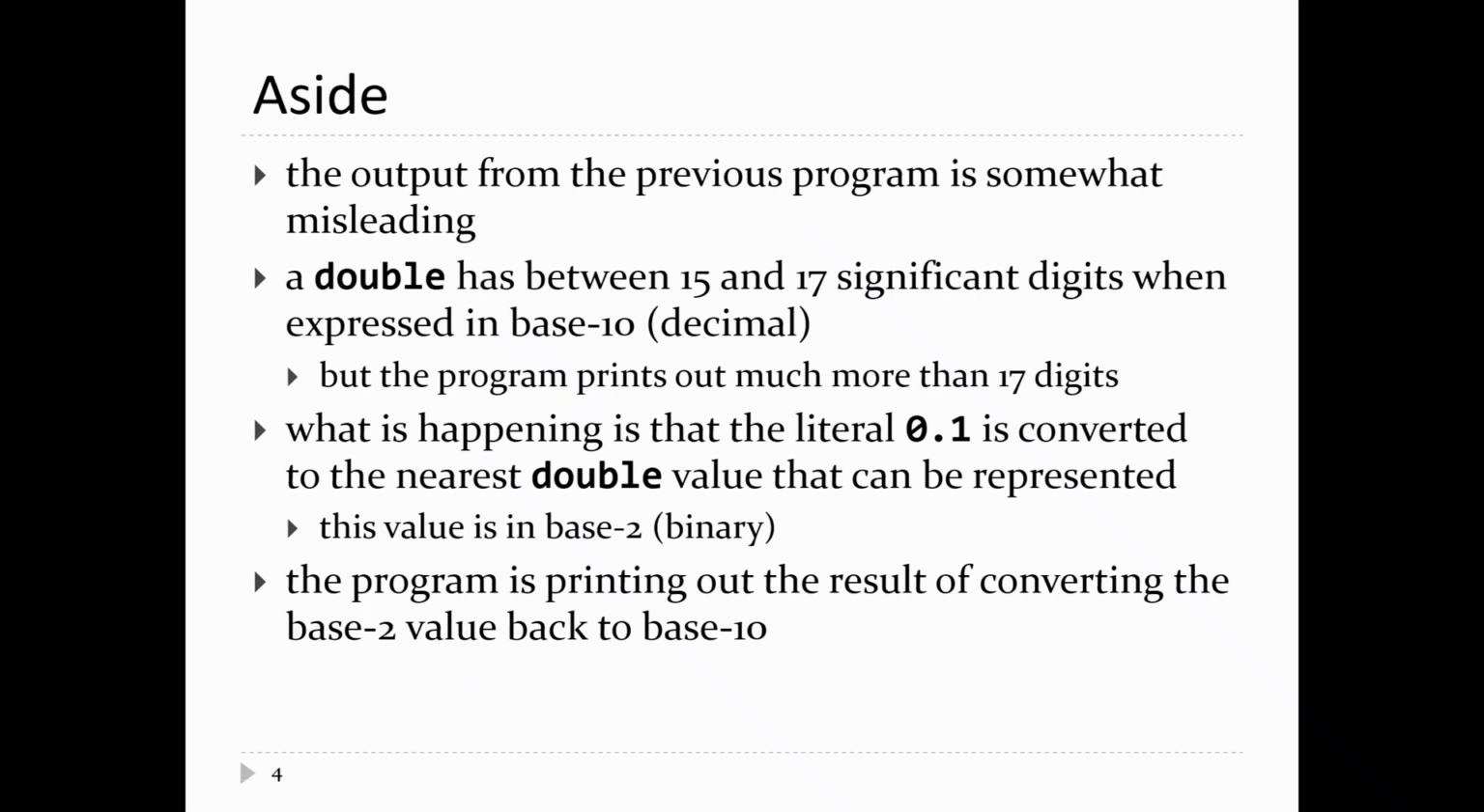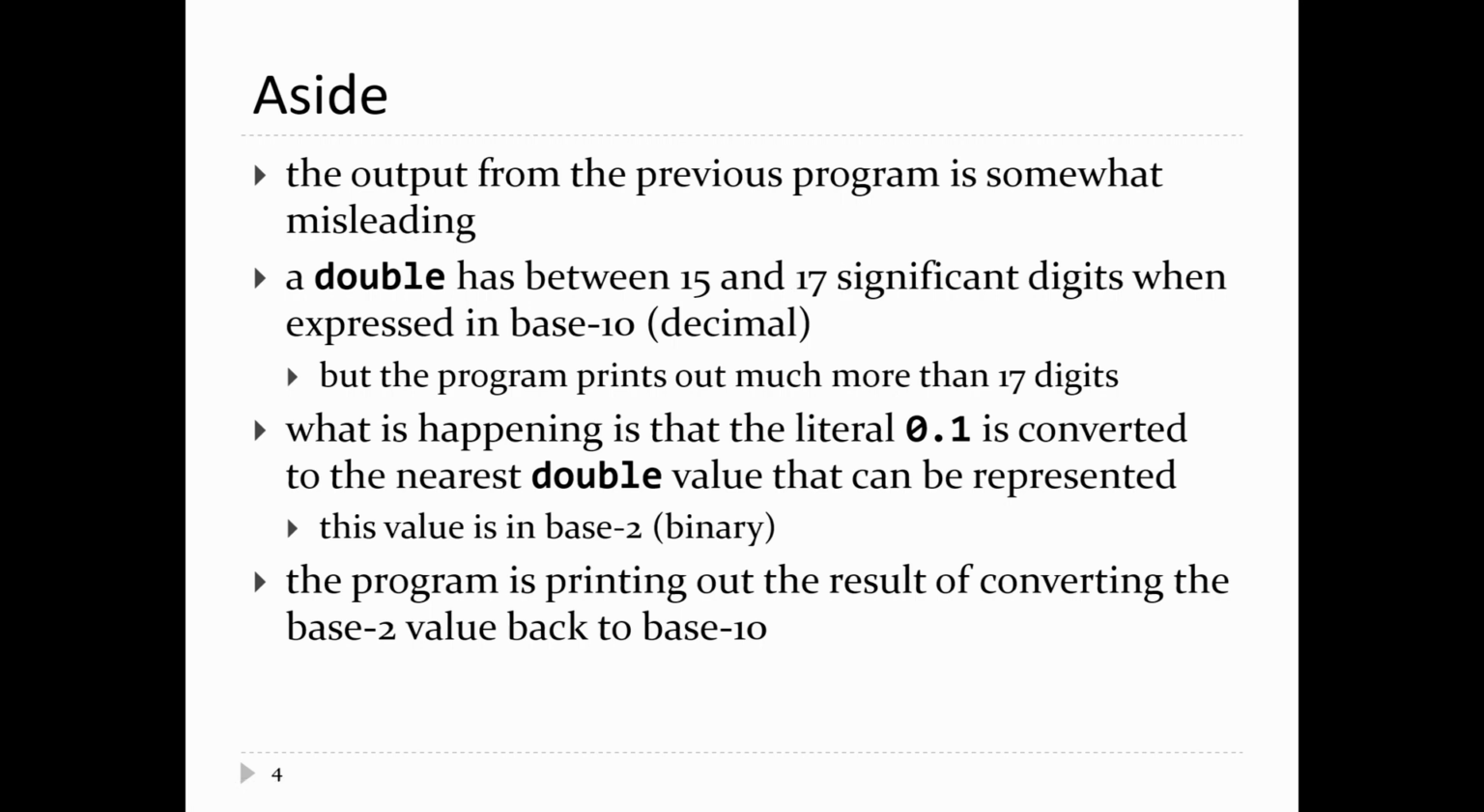Now, you have to be a little bit careful with the output that I just showed you. If you actually use a double number, then when you type in the number, that value actually only has 15 to 17 significant digits in it when you write it down as a base 10 number.